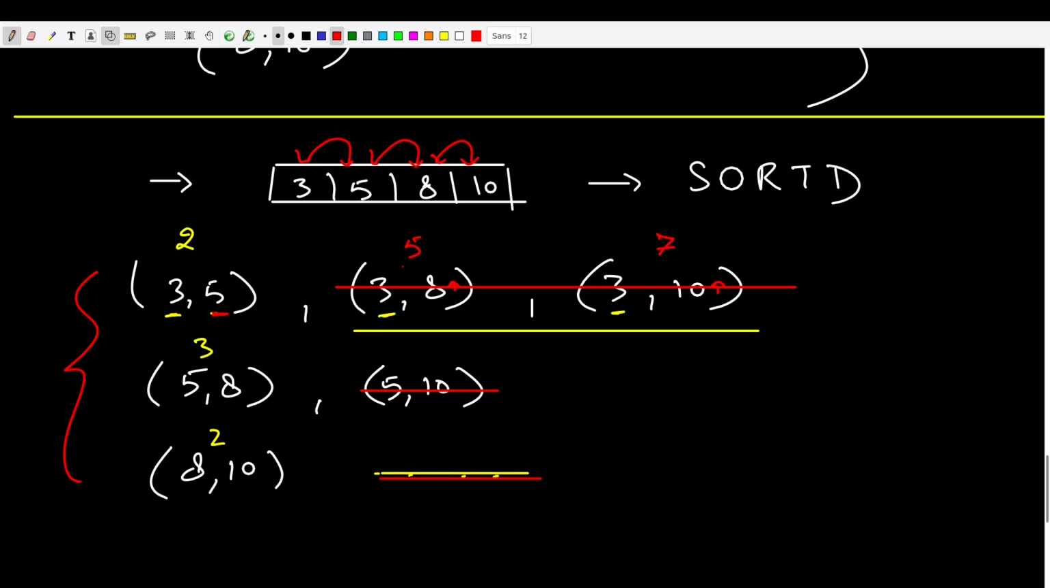So the takeaway is that we just have to compare, or compute, whatever you'd like to call it, adjacent elements. Adjacent elements.